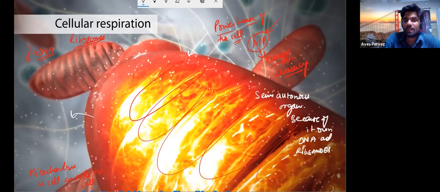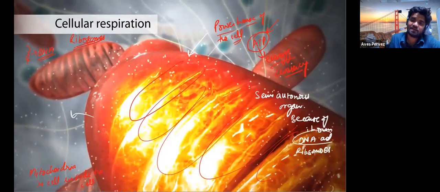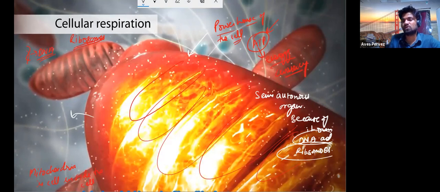But since mitochondria has its own DNA and its own ribosome, it can easily replicate its DNA. It can easily copy itself, and moreover, it can synthesize its own protein. So we can simply say that it is a semi-autonomous organelle. Got it? What is a semi-autonomous organelle?